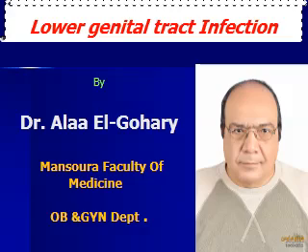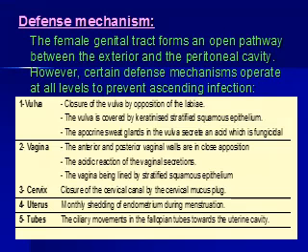Lower genital tract infection includes vulvitis, vaginitis, and cervicitis. Normally, there is a natural defensive mechanism protecting the female genitalia from getting infection. These levels of protection are found tabulated in front of you.